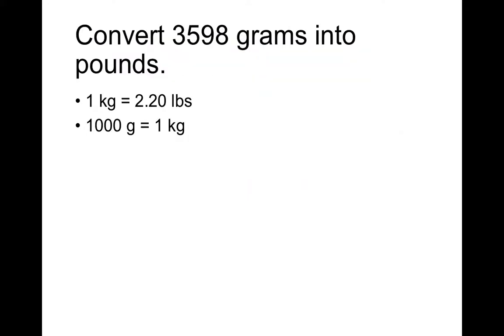Let's do another problem. Let's try to convert 3,598 grams into pounds. For this, unlike the previous problem, I need 2 conversion factors. One of my conversion factors tells me how to get to pounds: 2.20 pounds is 1 kilogram. But what even is a kilogram? When I look at my question, there is no kilogram. It says grams. So I've got to know how to convert that too. The second conversion factor is 1,000 grams is 1 kilogram. So basically I'm teaching myself to convert grams to kilograms and then kilograms to pounds.